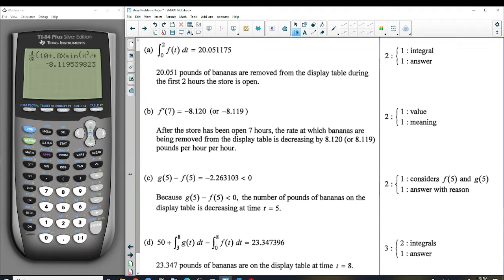pounds per hour per hour. Or I usually put pounds per hour squared. I really nailed that one all day. Then I kind of messed that one up. I was not off to a good start. But you kind of have to mention the rate that they're being removed. So it's the rate of the rate. That's why the label looks like acceleration. But it's decreasing because it's negative 8.119.